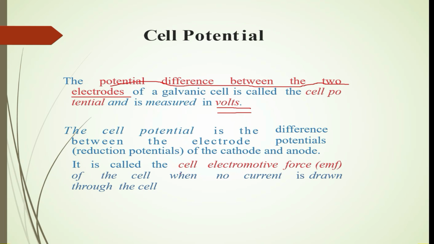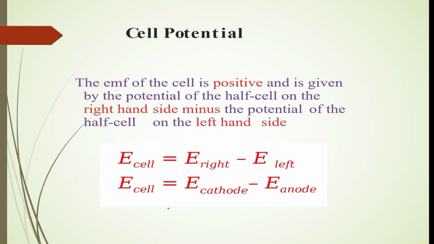E cell is also called the electromotive force, EMF. Cell potential has the formula E cell is equal to E right minus E left, or E cell is equal to E cathode minus E anode. These two formulas are the same. Here right hand side is reduction at cathode, left hand side is oxidation at anode. So the meanings of both these formulas are the same.